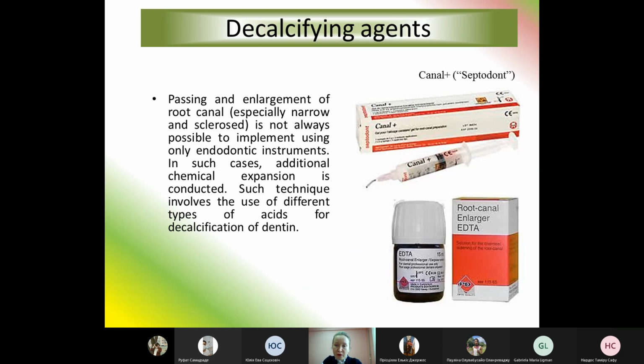Some quantity of this material is left for a few minutes in the root canal, or it is placed at the root canal orifices, and then the active ingredient of this material dissolves calcified tissues, and as a result, there is easy manipulation within this root canal.